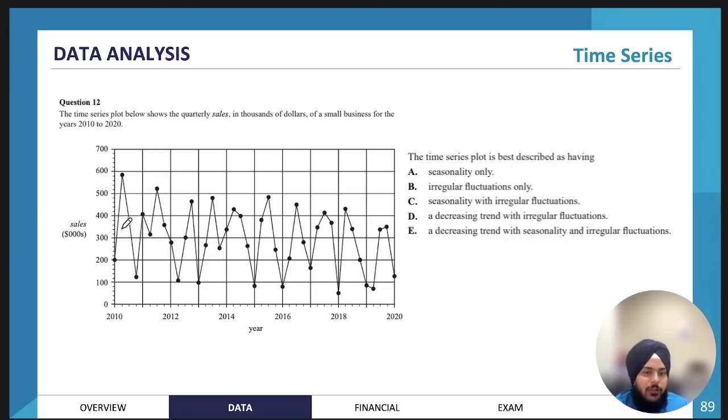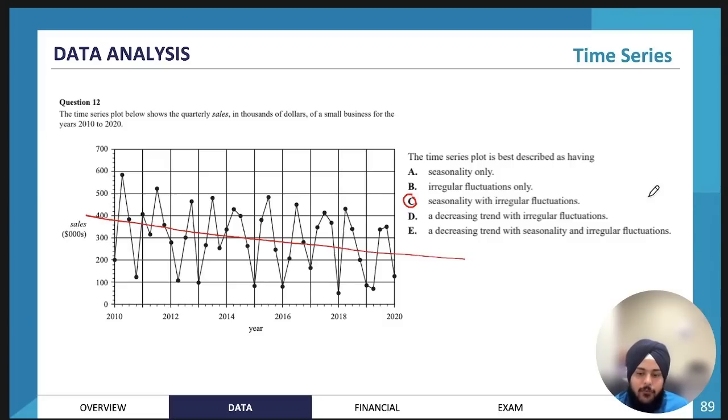And if we look at the values going like this, it looks like a decreasing trend, but it's not really that obvious. So I wouldn't really say it's a decreasing trend, although it does look like one. So the answer here is actually going to be C. So it's seasonality with irregular fluctuations. Remember, irregular fluctuations are in every particular graph that you draw, so they will be found in every single time series plot.